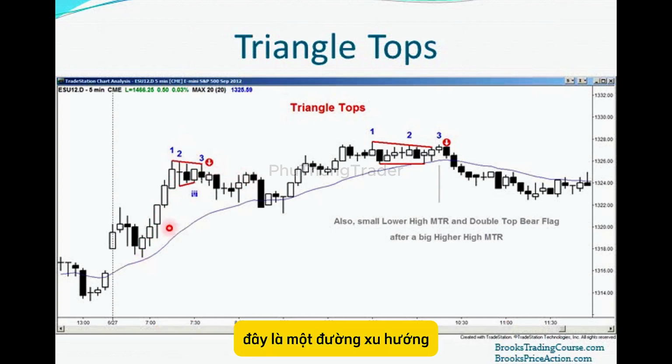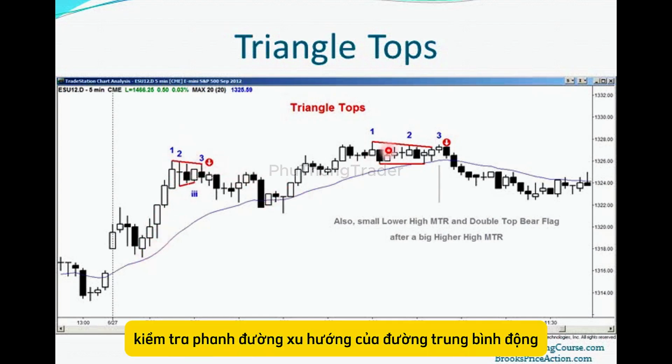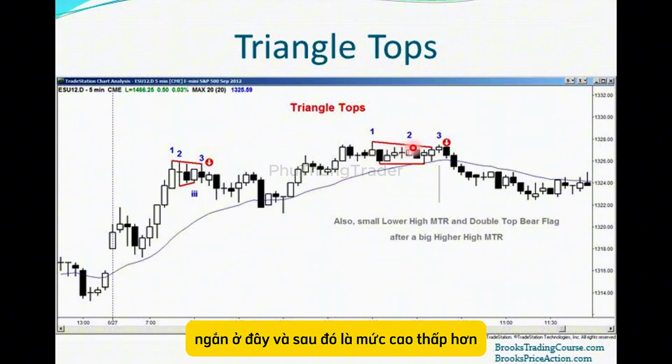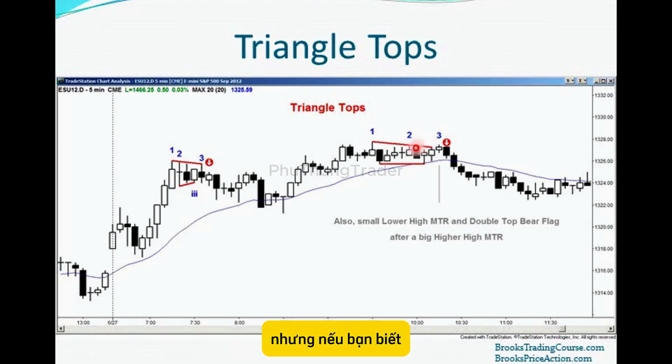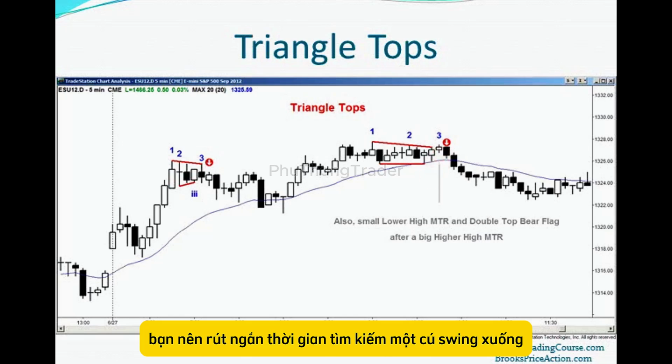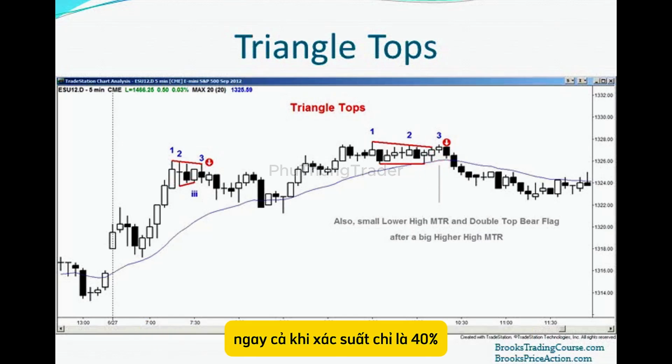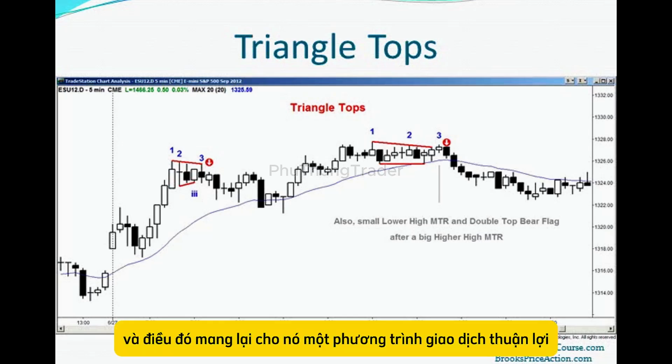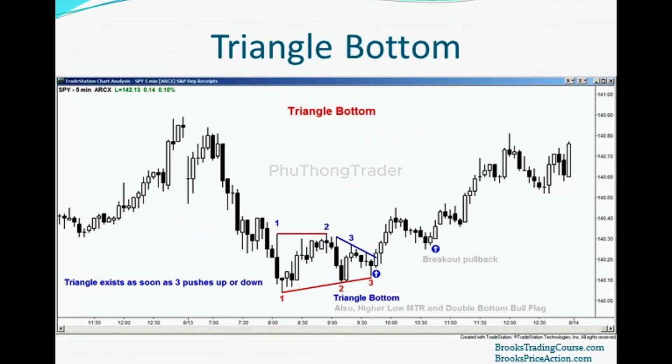Bull trend, here's a trend line break, test of the moving average, higher high major trend reversal, short here, and then a lower high, and the lower high came in the form of a small double top. So that's a reasonable swing short. A lot of times these small double tops look very unimportant when they're coming, but if you're aware of the possibility that they are a lower high major trend reversal after a higher high major trend reversal, you should take the short looking for a swing down. Even if the probability is only 40%, the reward is at least twice the size of the risk, and that gives it a favorable trader's equation.